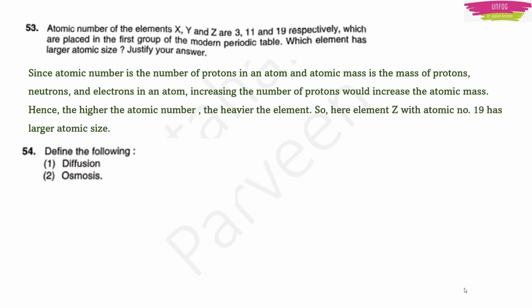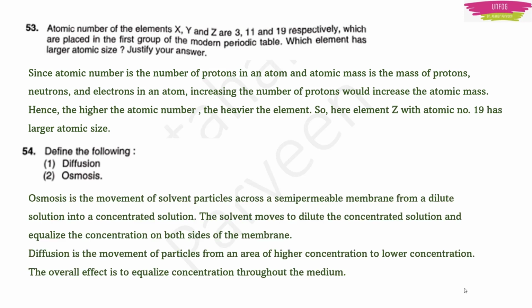So next question. Define the following: diffusion and osmosis. So osmosis, it is the movement of solvent particles across a semi-permeable membrane from a dilute solution into a concentrated solution. The solvent moves to dilute the concentrated solution and equalize the concentration on both sides of the membrane. Diffusion, it is the movement of particles from an area of higher concentration to lower concentration. The overall effect is to equalize concentration throughout the medium.